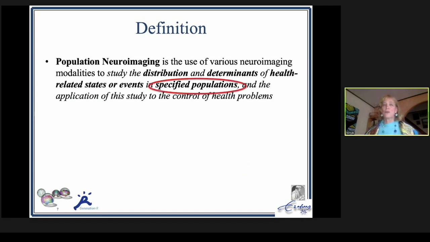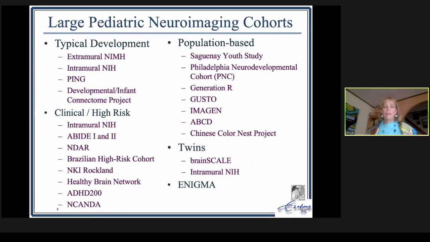I'm going to start with specified populations, because there's many things that epidemiology can help in terms of improving neuroimaging studies. One of them is to really understand this notion of population. So I'm a pediatric neuroimager, so I'm going to discuss different domains in which some of the large pediatric neuroimaging cohorts fall into. And this is the population that they're drawn from.